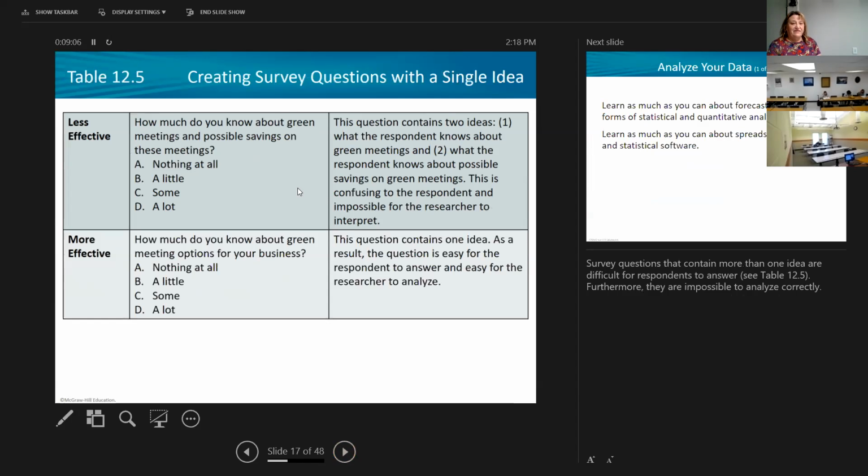Okay, and then we have a survey question that has really more than one main idea in it that's less effective and one that has just a single. How much do you know about green meetings and possible savings on these meetings? There's 2 things there, the meetings themselves and then the savings. The second one is how much do you know about green meeting options for your business? It's just one idea there.